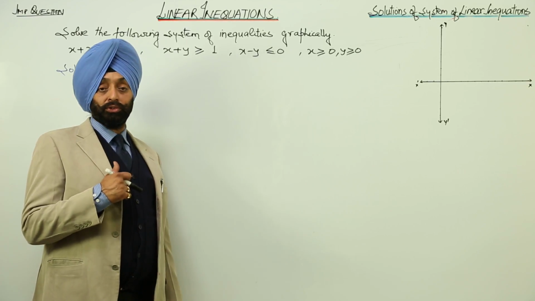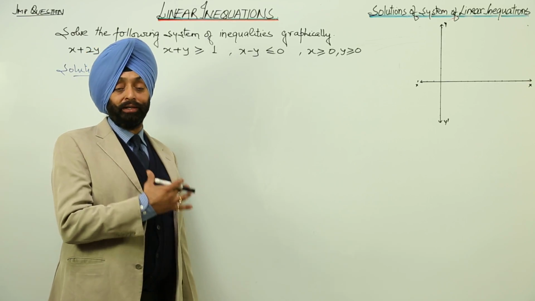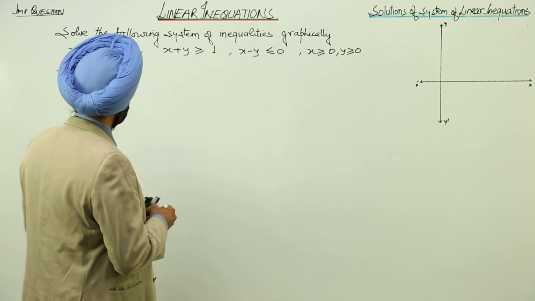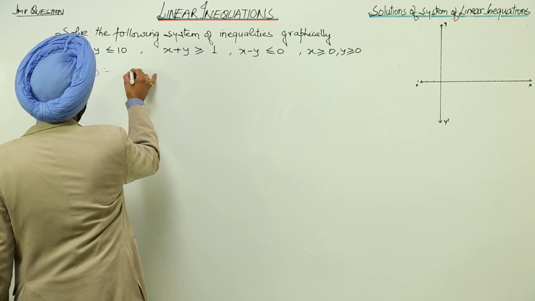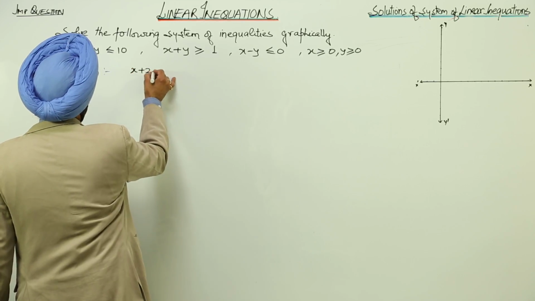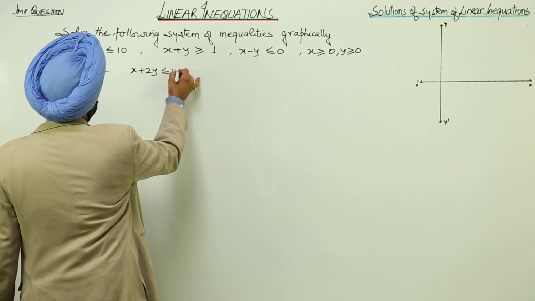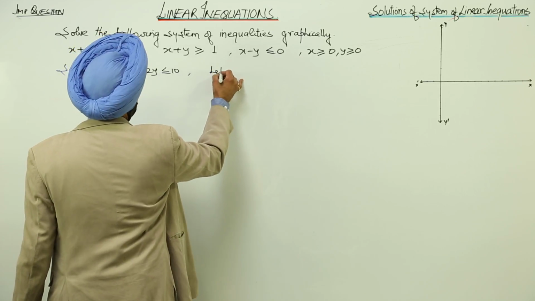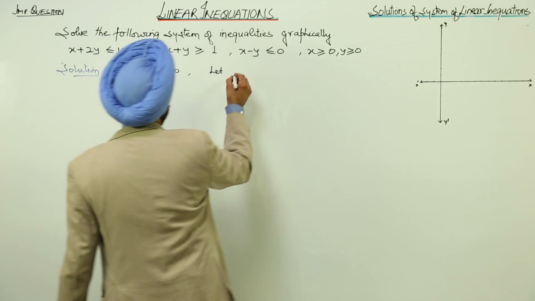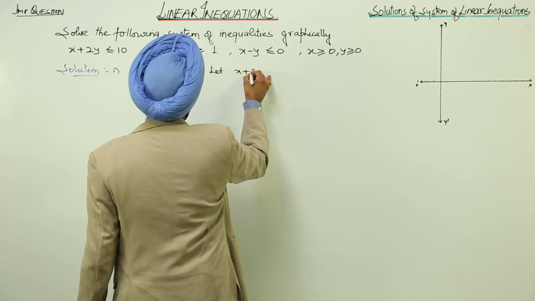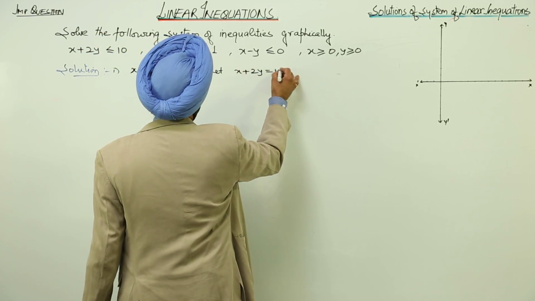Now in this question we are having 5 different types of inequations. Okay, so number 1 is x plus 2y is less than or equal to 10. Let's write, this is number 1. Let x plus 2y is equal to 10.